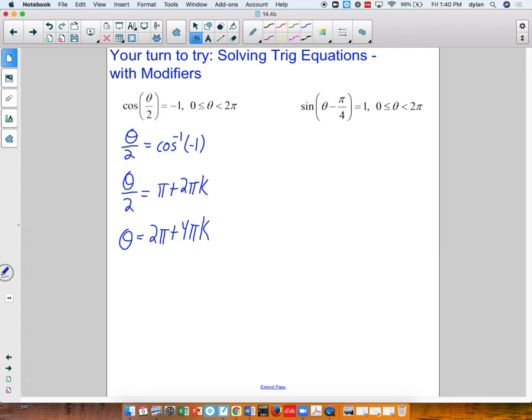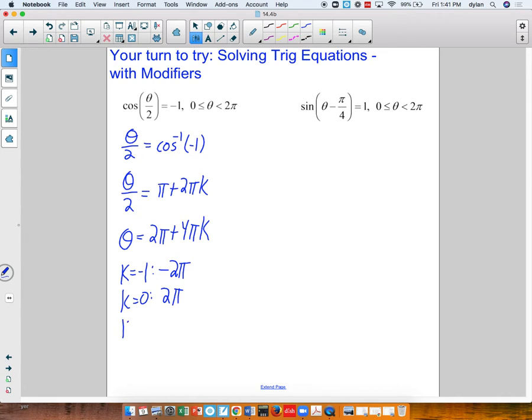So now we need to start checking to see if any of these fall on the unit circle. So for example, let's say k was -1. If k was -1, we would end up with 2 pi minus 4 pi, which is clearly not on the unit circle. If k equals 0, we would end up with 2 pi, which is also not on the unit circle, because remember the unit circle goes from 0 to 2 pi, but 2 pi is not included.